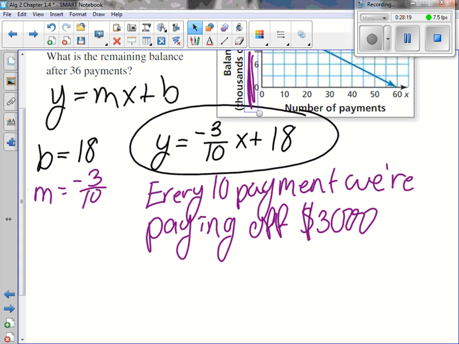Now the last part of this is, what is the remaining balance after 36 payments? So what are we wanting to know? After 36 payments, what is left? Well, how much do we owe left? Do you think it's going to be less than 0? Let's look at the graph. Is the graph less than 0 at 36? Well, I can't exactly pick out 36. It's somewhere in here. It's definitely above.